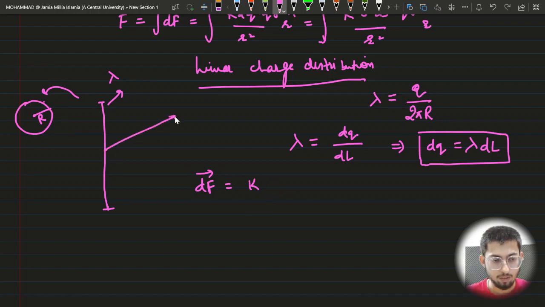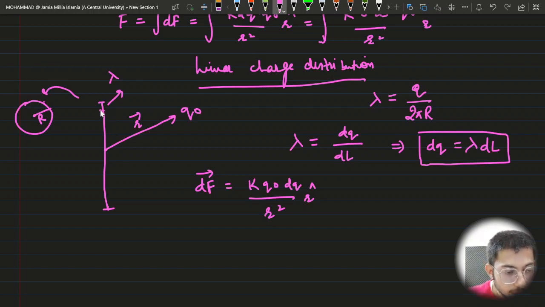Let's say there is a q naught at a distance r naught from it. So dF is k q naught dq divided by r squared. And here we will assume this small length dl, and the small length dl has a charge dq.